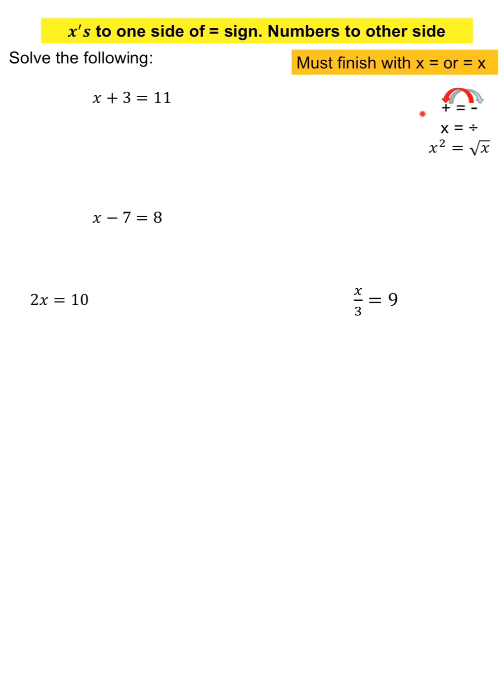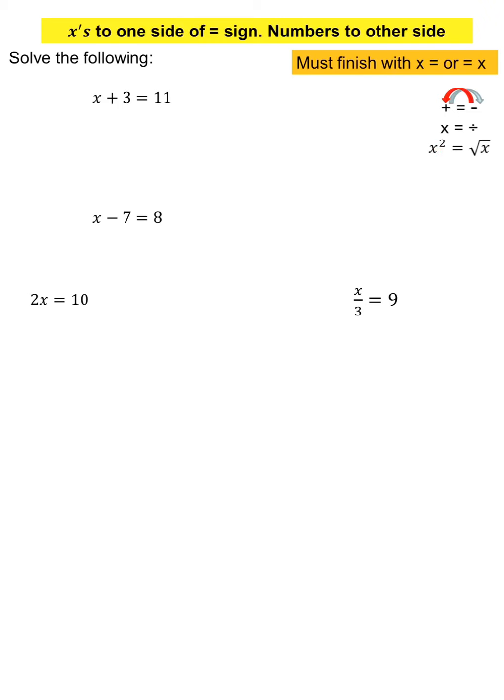If you have a plus and you bring it across the equal sign, it'll then turn to a minus. Likewise, if you have a minus and you bring it across, it'll turn to a plus. If you have a times and you bring it across, it'll change to divide. Likewise, if you have a divide and you bring it across the equal sign, it'll become multiplication. If you have something squared, to get rid of that, you then square root the other side. And vice versa, if you want to get rid of a square root sign, you square the other side.